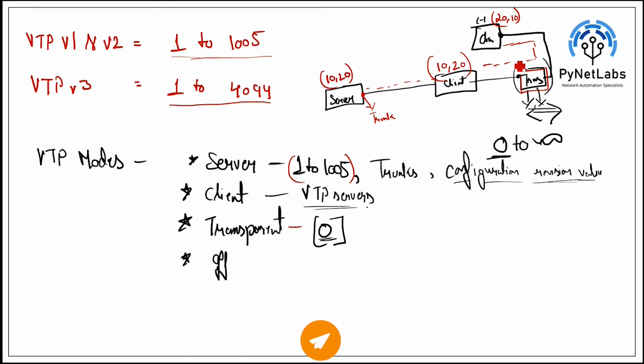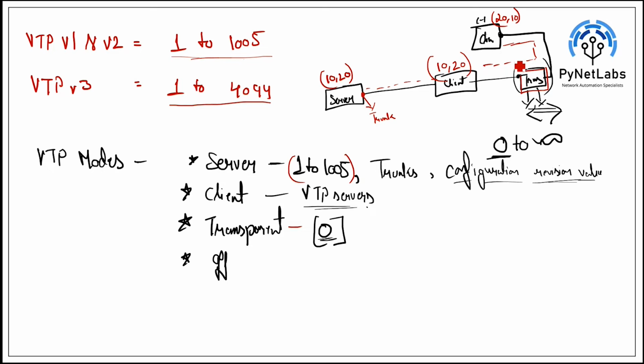Initially we have to configure a domain name and password, and then select the VTP version we are using. Before that, switches must be in the same VTP domain to share the VLAN database. For example, if you created pynet.com on the server, on the client, and on the transparent switch, but one uses a small p, it is not going to recognize that domain, because domain names and passwords are case sensitive here.